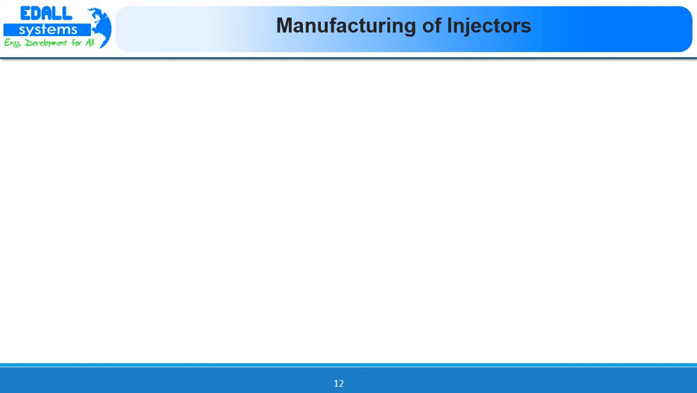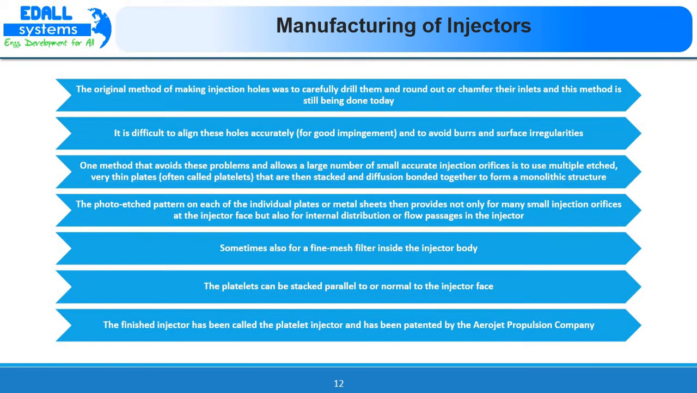Moving on to the next title, that is manufacturing of injectors. So we'll see how these injectors are manufactured. The original method of making injection holes was to carefully drill them and round out or chamfer their inlets, and this method is still being done today. It is a very simple method, that is just drilling the holes and then rounding out or chamfering their inlets to remove the surface roughness or irregularities present.